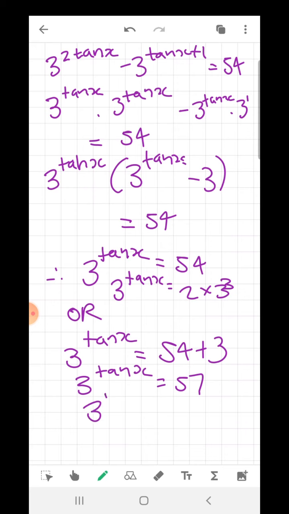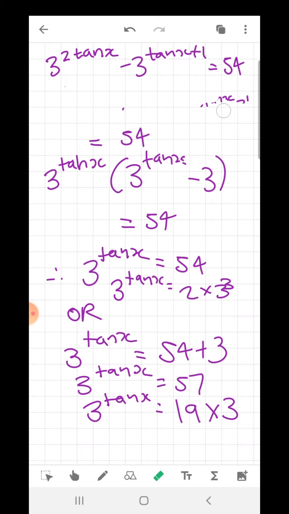So over here, we have 3 to the power of tan x is equal to 19 times... sorry, 57. Oh, it's 19 times 3, right? Yeah, no, this doesn't work. And that is when you would realize, okay, I have to use the K method. So let me show you how to use the K method here.